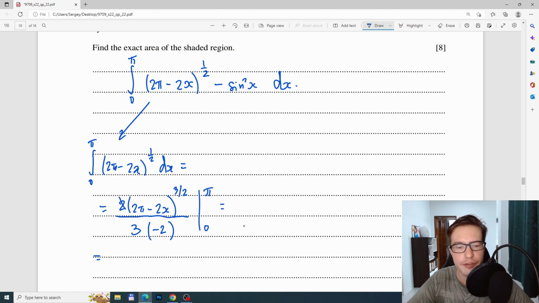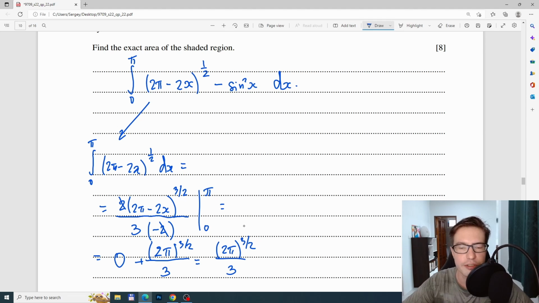Okay, let's simplify this. And when we substitute pi into there, we get 2 pi minus 2 pi on top, so it's 0. Substitute 0, and we'll get plus 2 pi to the power of 3 over 2 over 3. So all in all, we got 2 pi to the power of 3 over 2 over 3. Okay, next integral.